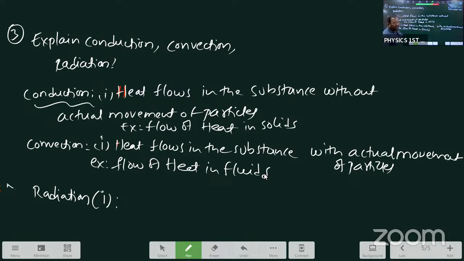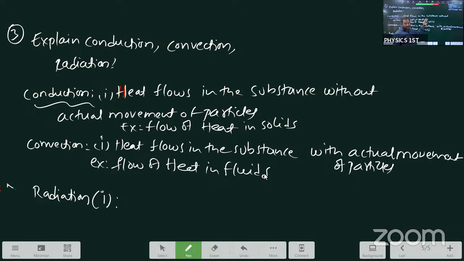So students, one is without actual movement, nothing but due to molecular collision. The other is due to density difference. But we are not going into that much depth. Just according to IPE level, we write these words. Writing that would look like a very big answer. That's why we write simple words: without actual movement, with actual movement.